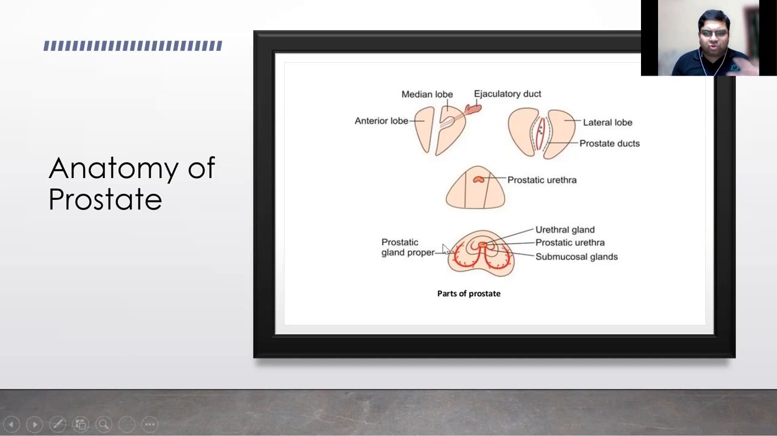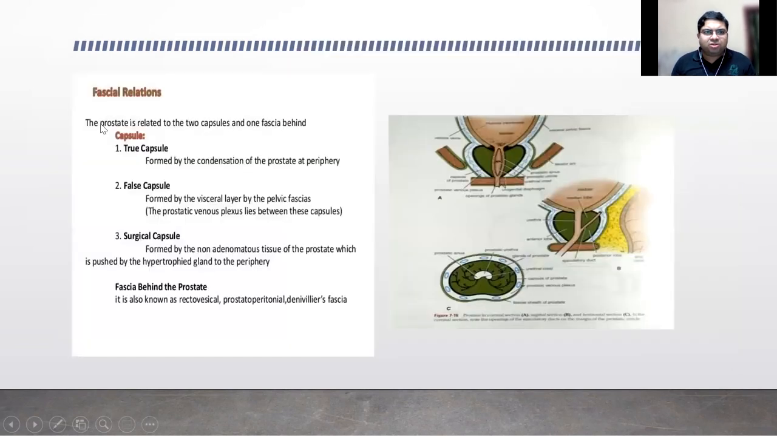Okay, this is how the prostatic urethra looks from above, and all these urethral glands are draining. Now this is the fascial relationship. You have to know this when we are thinking about prostate cancer and radical prostatectomies. What we know is that there are three types of capsules. What is the true capsule?